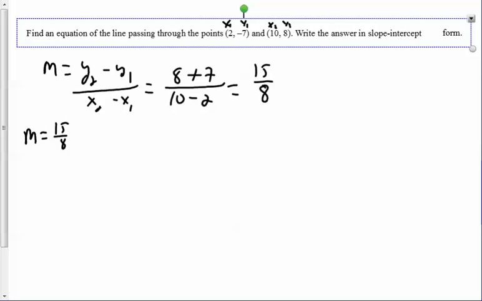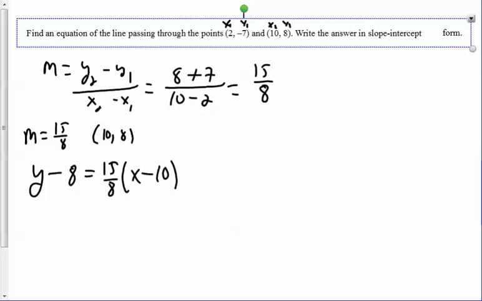15 over 8 is my slope, so I'm going to take my 15 over 8 and I'm going to take my point, any one I want. I'm going to take 10 comma 8 because there are no negatives in there. So y minus y1 equals m times x minus x1. So I distribute that 15 over 8. And then I add 8 here.